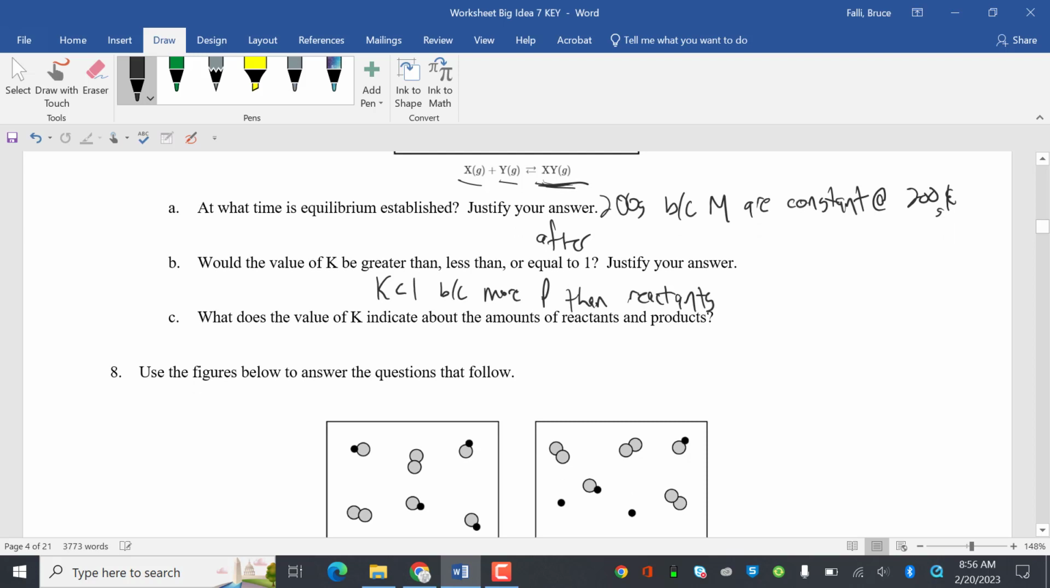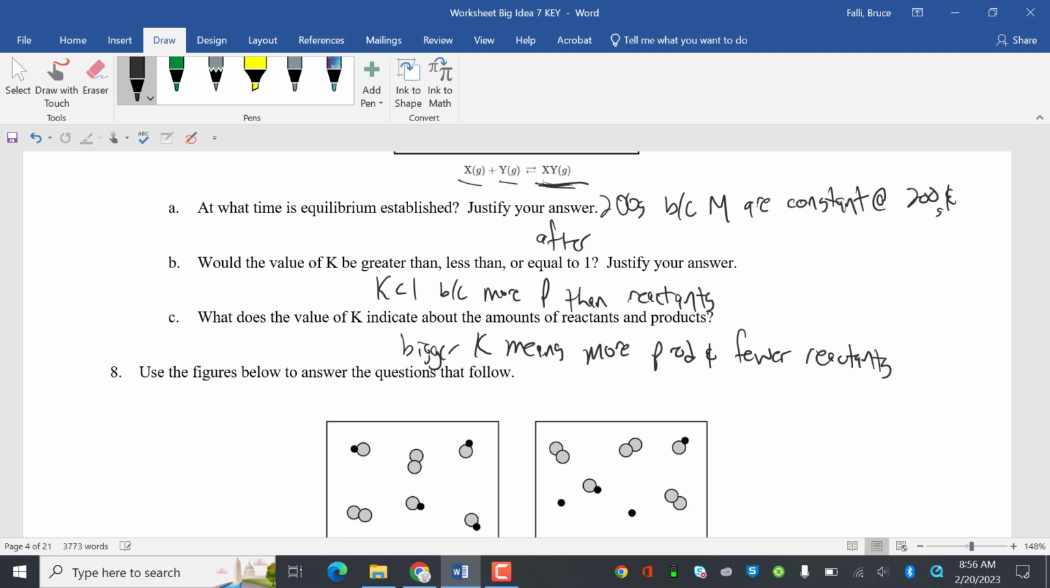What does the value of K indicate? The amounts of reactants and products. Bigger K means more products. Now it says and reactants, so I'm going to put in fewer reactants.